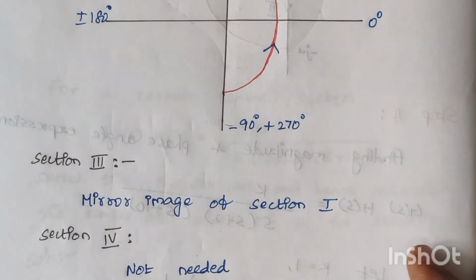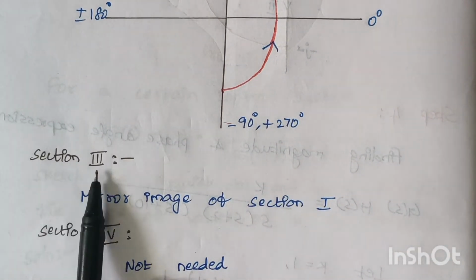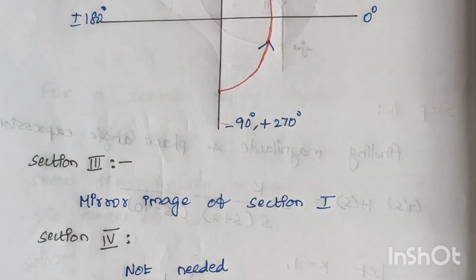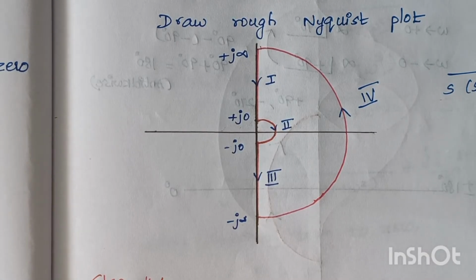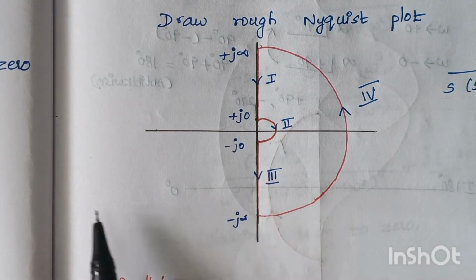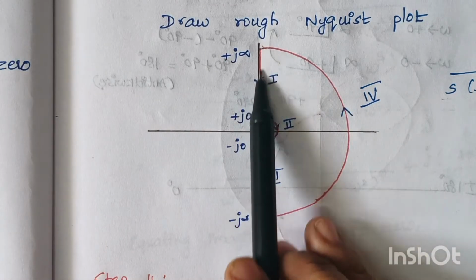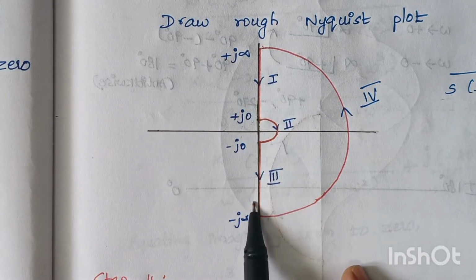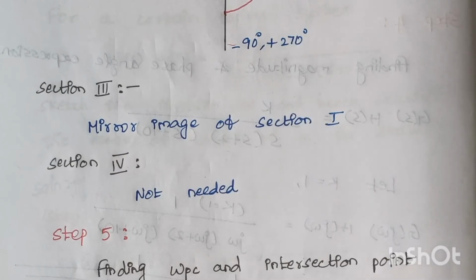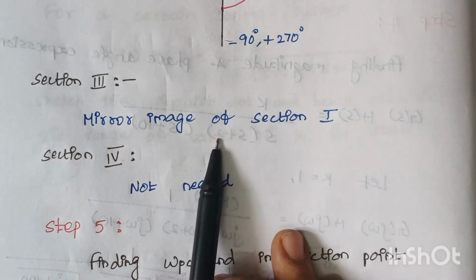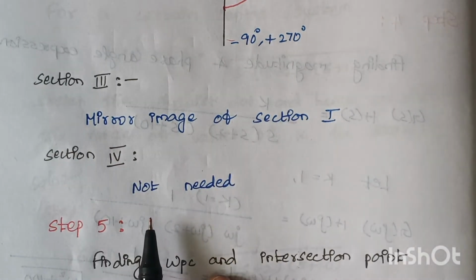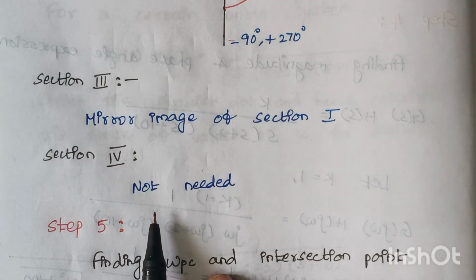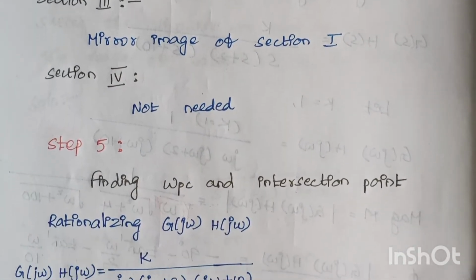And next one is section 3. Section 3 is nothing but the mirror image of section 1. It will be very clear when you look at the rough plot. So you see, this is our section 3, right? And this section 3 is the mirror image of your section 1. So there is no need to analyze section 3 again. Now section 4, here analysis is not needed because it starts and ends at infinity, minus infinity to plus infinity. So not needed.